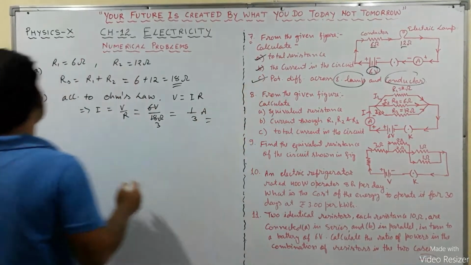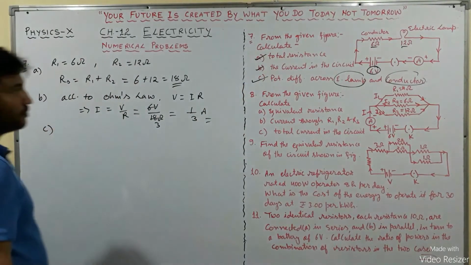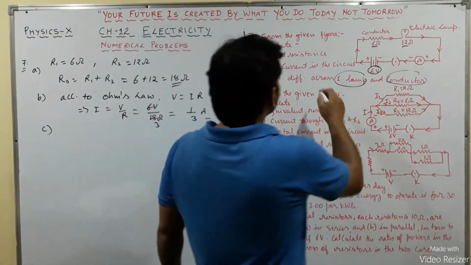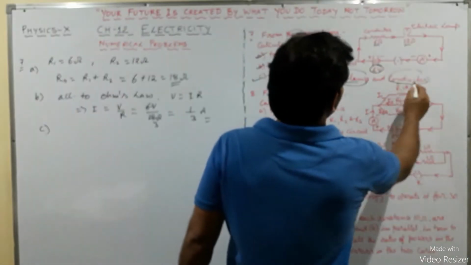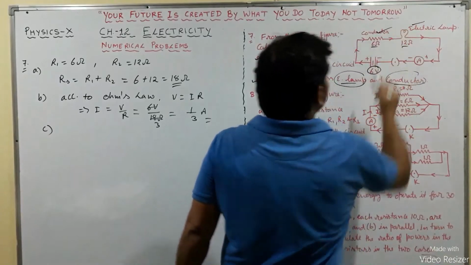Now what is given in the C part? We need to find the potential difference across the electric lamp and the conductor.